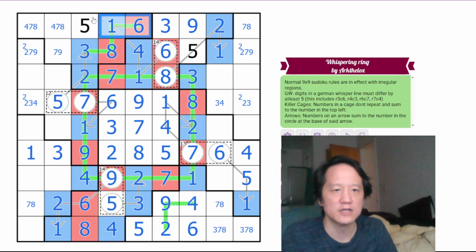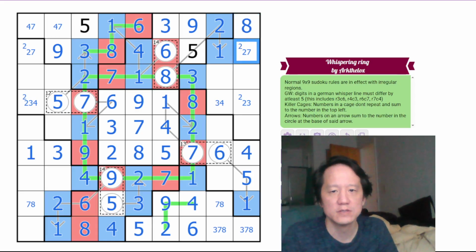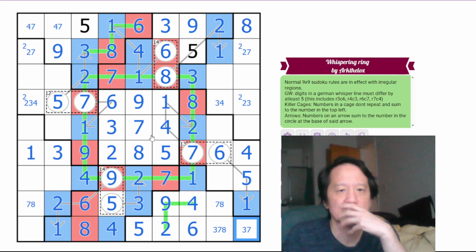This 8 actually eliminates 8 in the rest of this region. So this can't be 8. This is a 4, 7 pair, which eliminates 4 and 7 in the rest of the row and the rest of the region. This can't be 7. This is 9, which means this can't be 9. This can't be 9. This can't be 7, so this must be 8. This 8 eliminates 8 here.